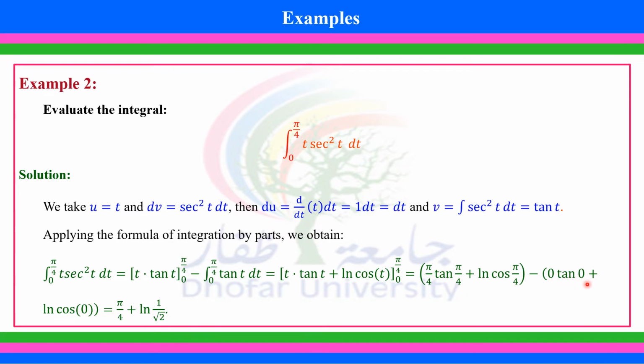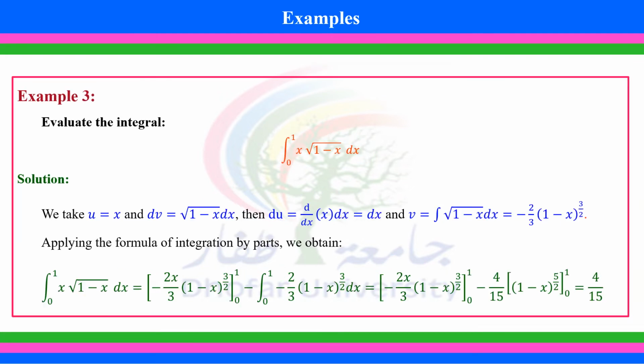tan 0 is 0, so this term does not contribute to the sum. And cosine 0 is 1, and ln 1 is 0, so this term also contributes 0. That means it does not contribute to the sum. So the final answer for this definite integral is pi over 4 plus ln 1 over square root of 2.